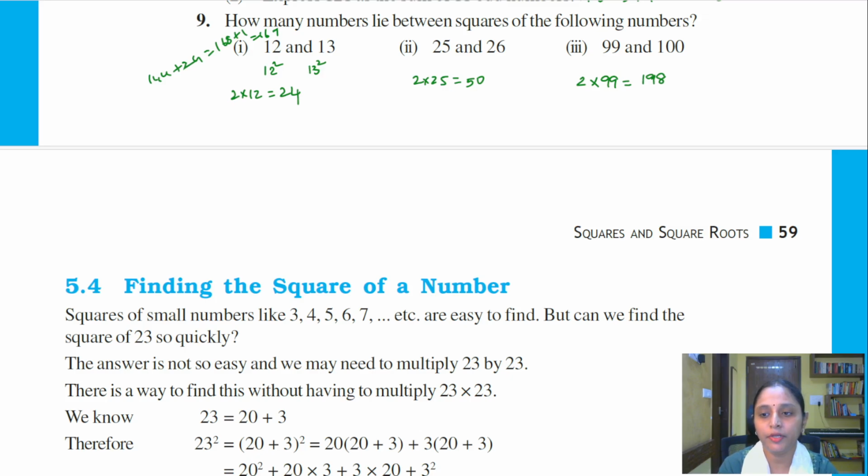So in the next video, we will look at how to find the square of a number using algebra, that is using algebraic expression expansion, using the identities a plus b whole square and so on. I will also look at a few other interesting patterns, most importantly Pythagorean triplets, and we'll try to finish 5.2, right?